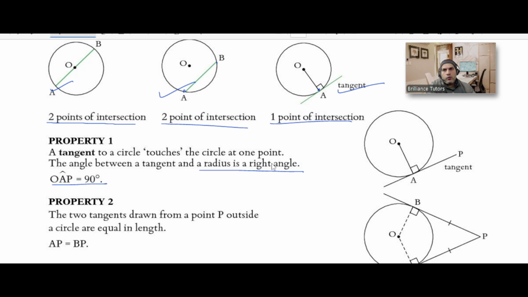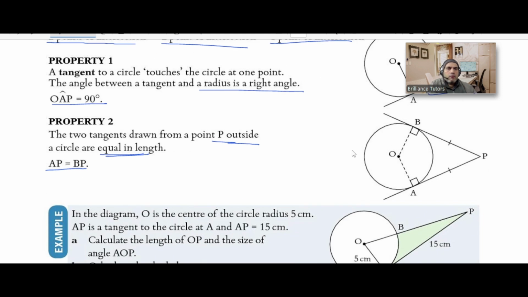So OAP is a right angle. Here you can see OAP is 90 degrees. And property 2: the two tangents drawn from a point P outside a circle are equal in length, that is, AP equals PB. You can see, because P is an external point, and from there are two tangents PB and PA, so PB and PA are equal.